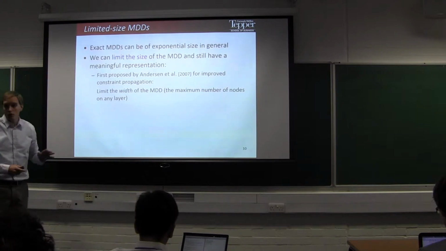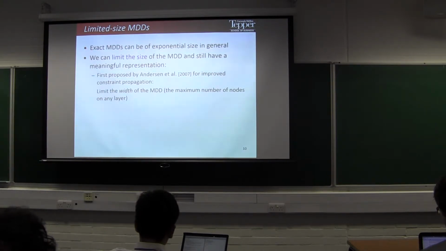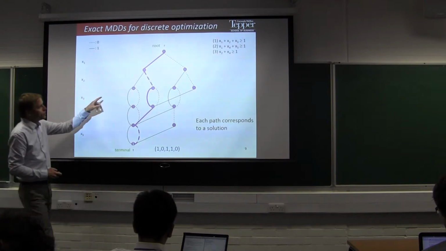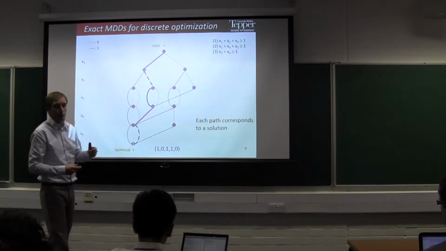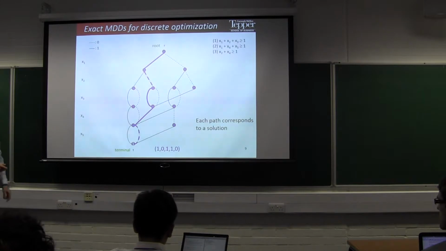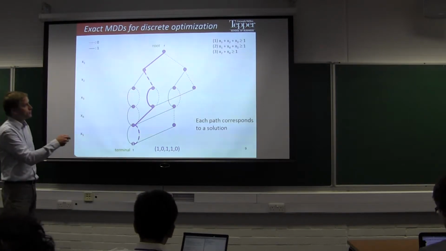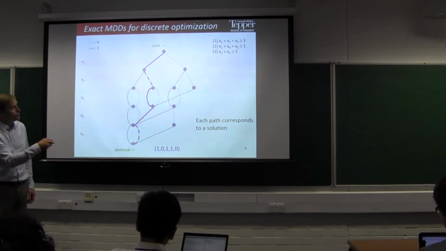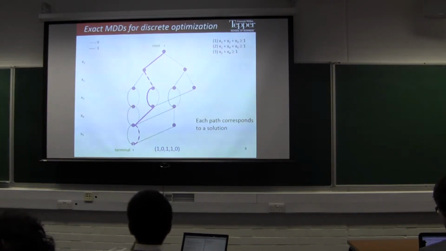And what we will do is we will try to make them more practical by limiting the width, as John mentioned also before. The width is the number of nodes on any layer, and then the maximum of that number. In this case, the width of this decision diagram is 4, because this layer has 4 nodes. If you cannot represent this MDD in your computer because this width is too large, you can arbitrarily limit the width to maybe 3 or 2, and then compress it more by giving up examples.